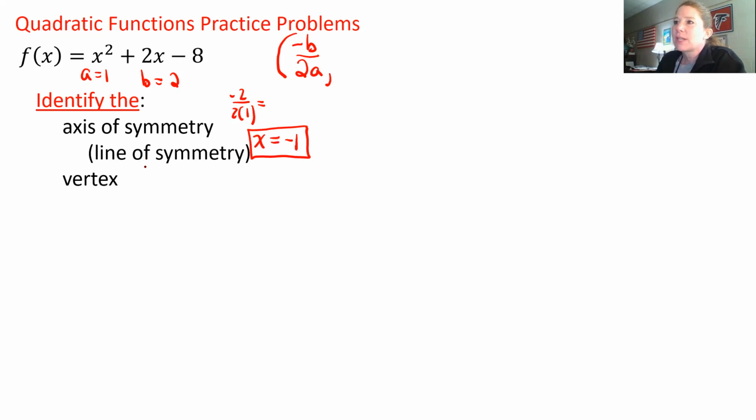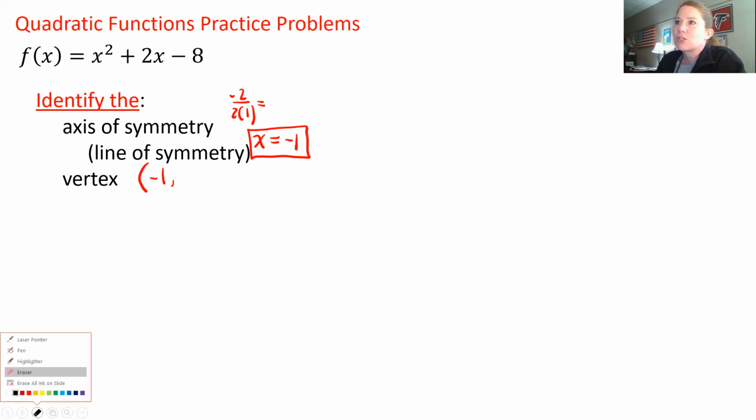The vertex, we already have half of our coordinate, which is negative 1. And then in order to find our y value, we're going to plug in negative 1 for x. So in the original equation, negative 1 squared is positive 1, plus 2 times negative 1 is negative 2. So 1 minus 2 is negative 1, and negative 1 minus 8 is negative 9. Just plug that straight into the x values here.